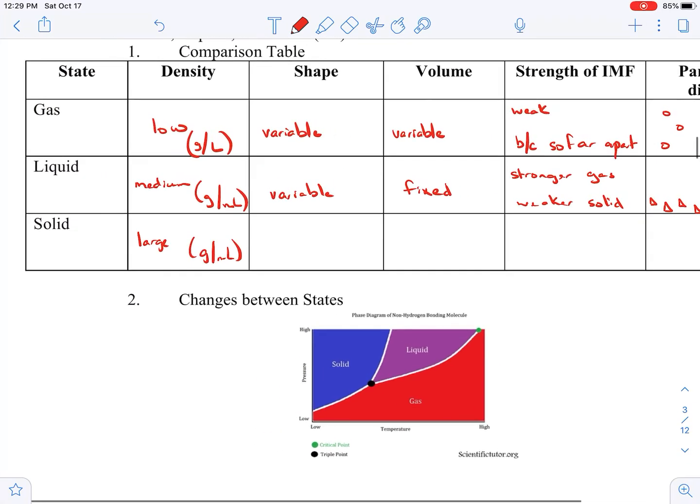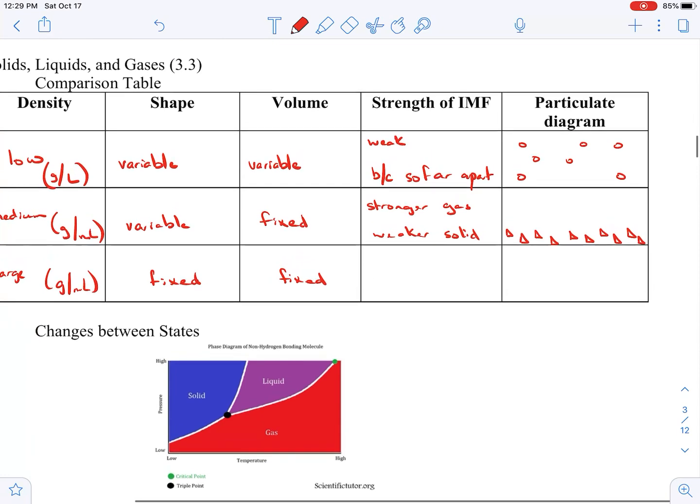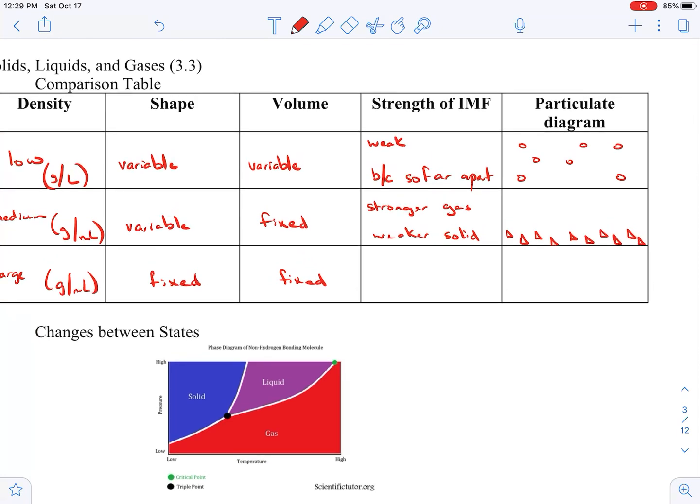Okay, so we've got our solid. The density of solids most of the time is high, but we do have some solids that float on water, like styrofoam and some other items, but they tend to be high. Its shape is fixed. When we put it in a container, it does not take the shape of the container. Same with the volume; its volume is also fixed. Strength of IMFs: this is going to be really, really strong. A solid has really large IMFs.